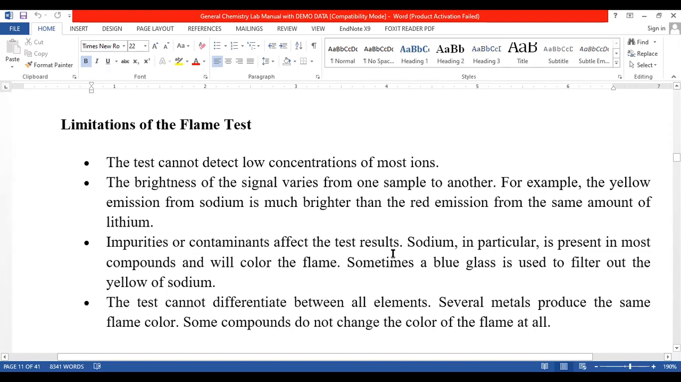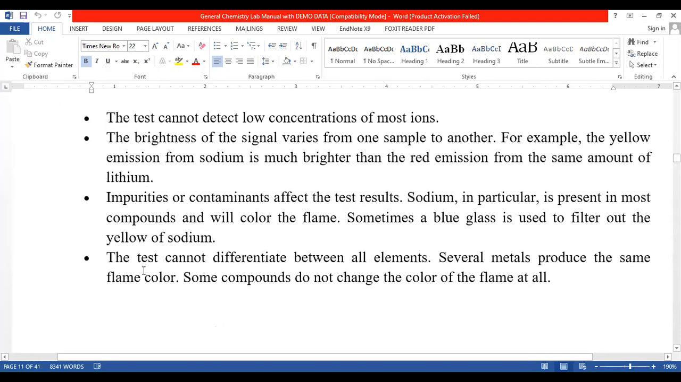Impurities or contaminants affect the test result. That's why we thoroughly clean the ware that we use repeatedly. Sodium in particular is present in most compounds and will color the flame. So if there is an impurity in the compound, that can change the flame color. Sometimes a blue glass is used to filter out the yellow of sodium. If required, we can do this.